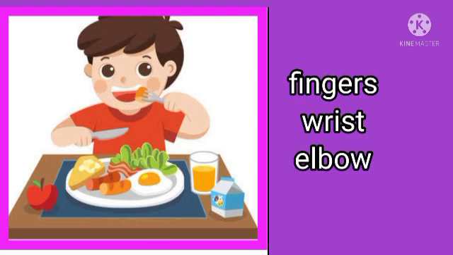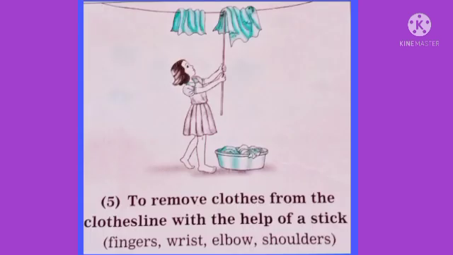Now see the fifth picture. What can you see here? The girl, what is she doing? With the help of the stick, she is removing the clothes. So, to remove clothes from the clothesline with the help of the stick, which part of the hand is used? Fingers, wrist, elbow, shoulders. Okay, students.